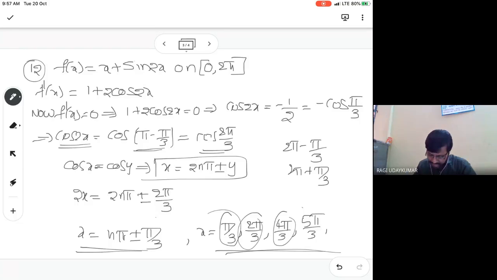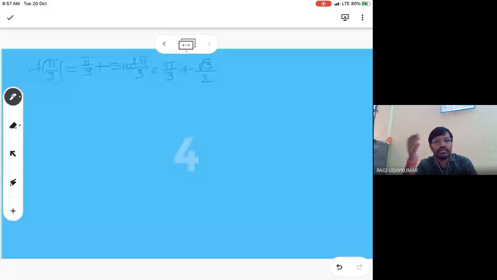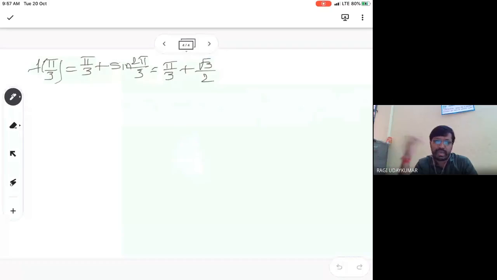At pi by 3 we are going to get the value directly by substitution. So at the place of pi by 3, if you want to find the value at 2 pi by 3, sine 2 pi by 3 is sine of pi minus pi by 3, which is sine pi by 3. Pi by 3 is 60 degrees. Sine 60 degrees value is root 3 by 2. That's all.